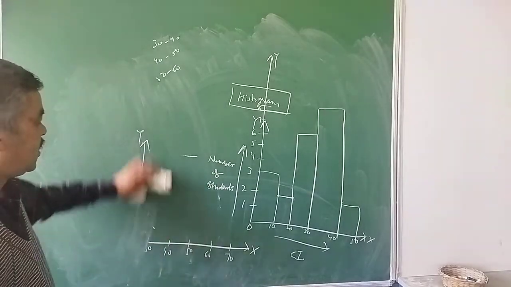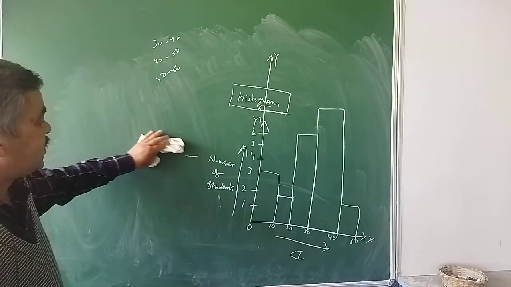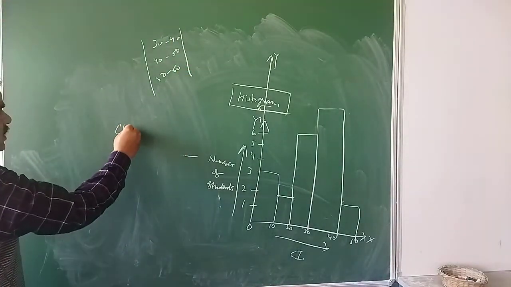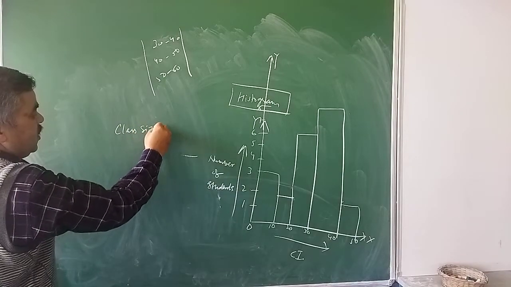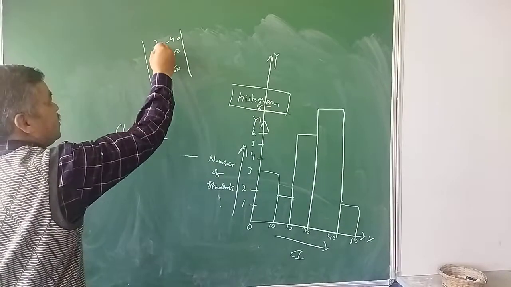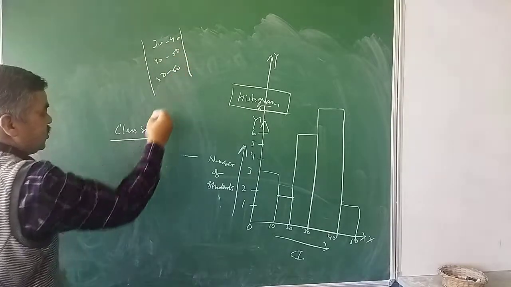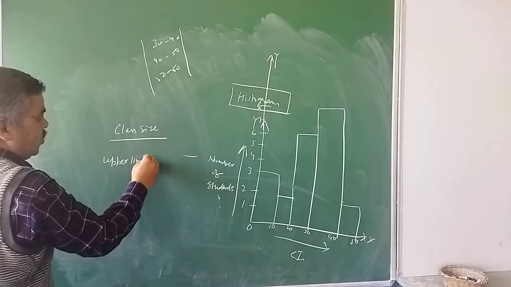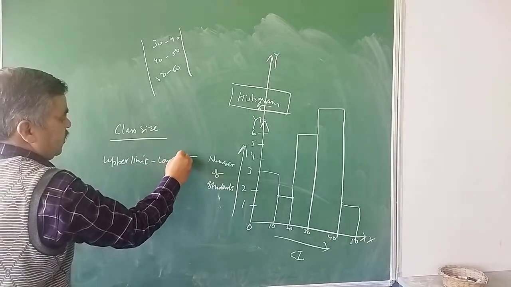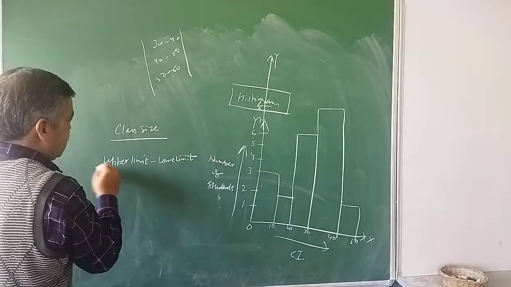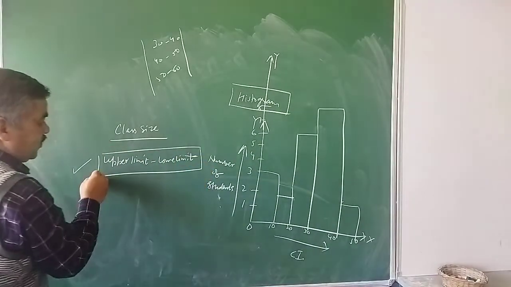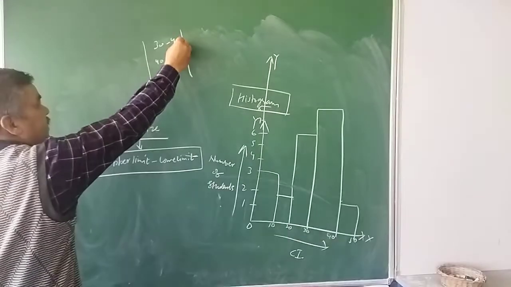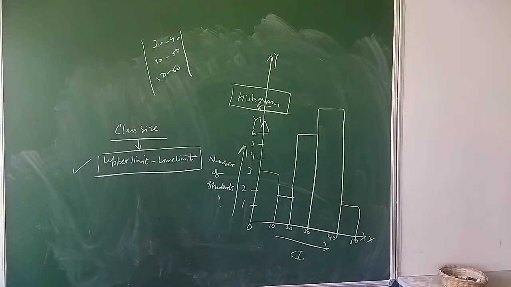Then the class intervals I shared, these groups are called class intervals. Class size, you also take care. Once your data is lying in continuous form, 30 to 40, 40 to 50, 50 to 60, you can say upper limit minus lower limit is the class size. Please make this definition very clear. This is called the class size. Lower limit is this, upper limit is this. 30 is the lower limit, 40 is the upper limit.